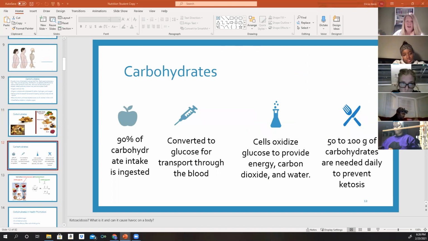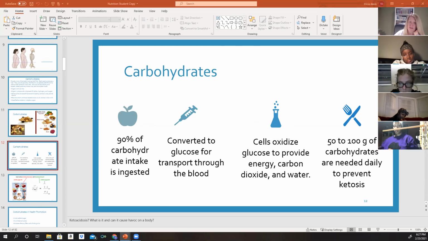So 90% of the carbohydrates we take in are ingested and converted to sugar for transport throughout the body. Once that happens, the cells oxidize that glucose to give us energy, carbon dioxide, and water. And then we need about 50 to 100 grams of carbohydrates daily to prevent ketoacidosis.